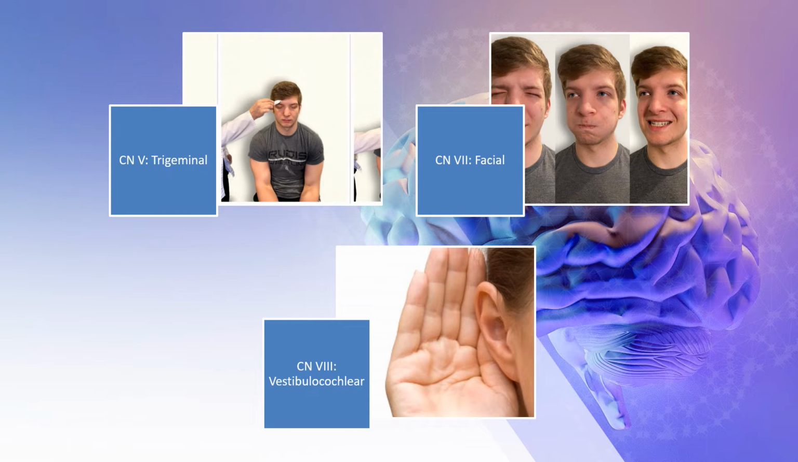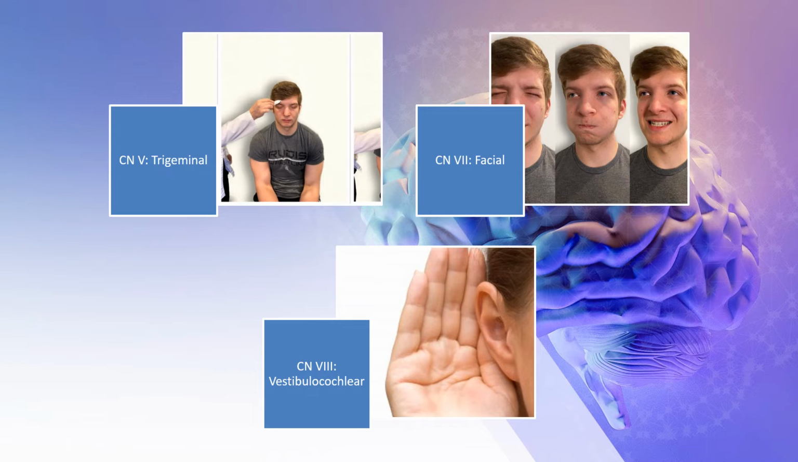Cranial nerve 5 is the trigeminal nerve, and this is the sensory nerve of the face. It can differentiate touch, pain, and temperature. You can test this by having your patient close their eyes and you touch them on different parts of their face, and they let you know where you touch them.